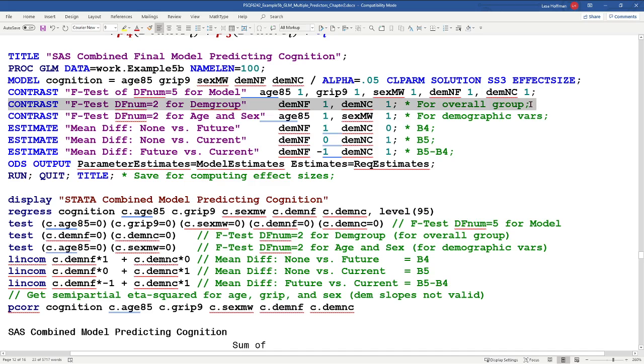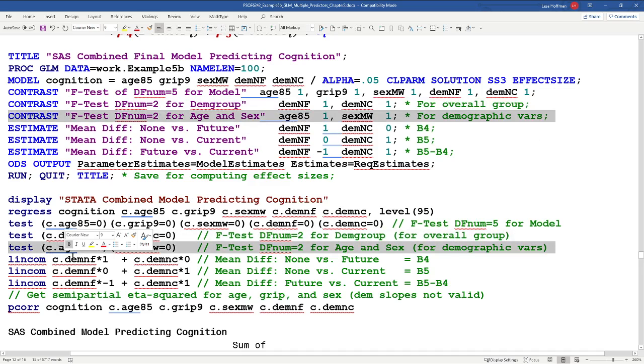The test for the omnibus, as it's known, or overall effect of dementia group, is right here. So testing just those 2 slopes by themselves. And then the test for the 2 demographic variables by testing just those 2 slopes by themselves. So you're allowed to lump together any slopes that you want to be able to talk about how these predictors contribute jointly any way that suits you to answer your research questions.